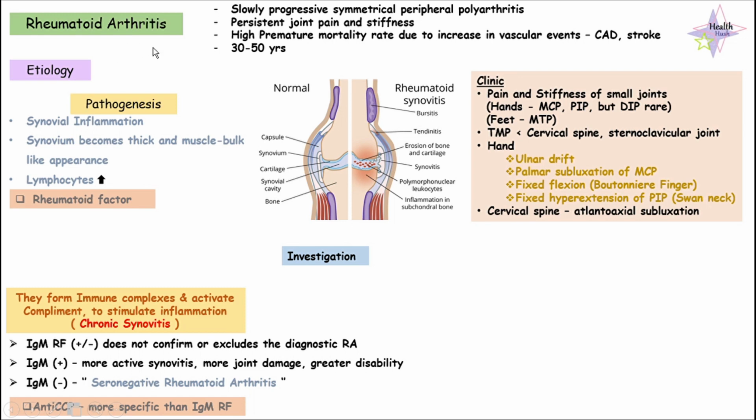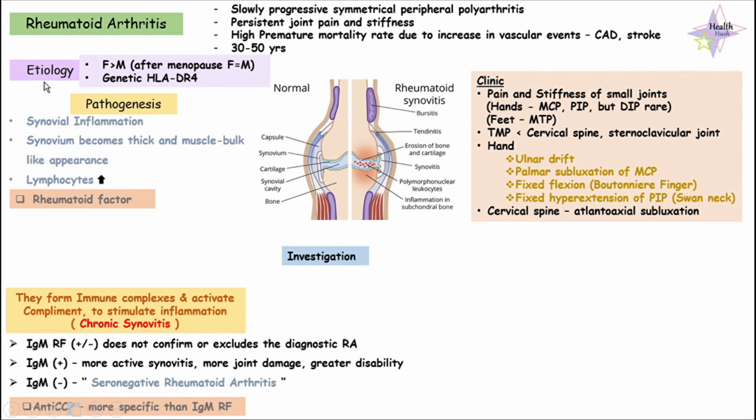So rheumatoid arthritis is an inflammatory arthritis. Inflammatory arthritis means that these patients are having joint pain and stiffness in the early morning. So, patients with rheumatoid arthritis have persistent joint pain and stiffness. And in these patients, the premature mortality rate is high. It's mainly due to an increase in vascular events like coronary artery diseases and stroke. And this disease is very common in people with age between 30 to 50 years.